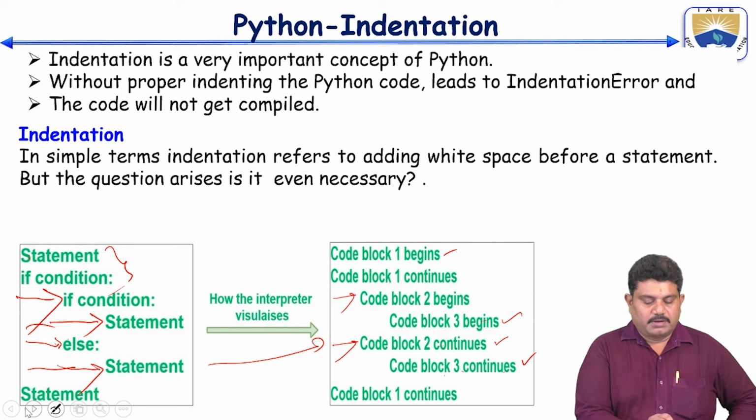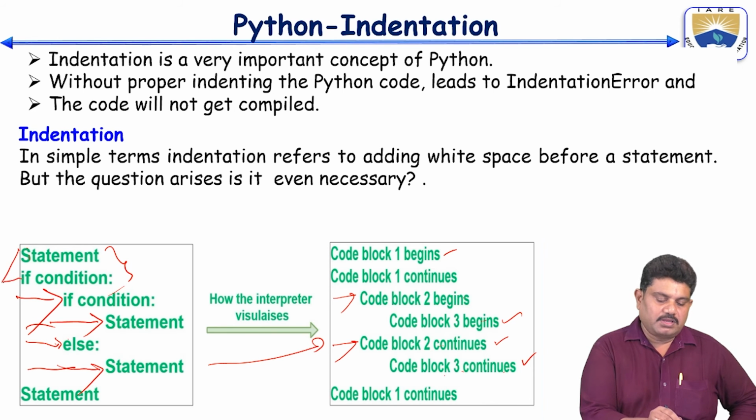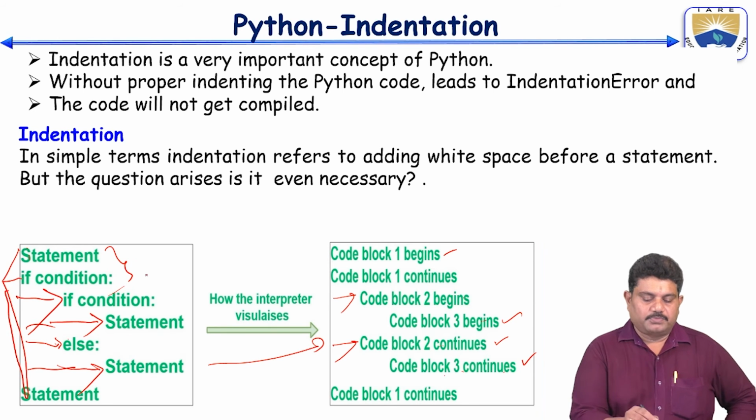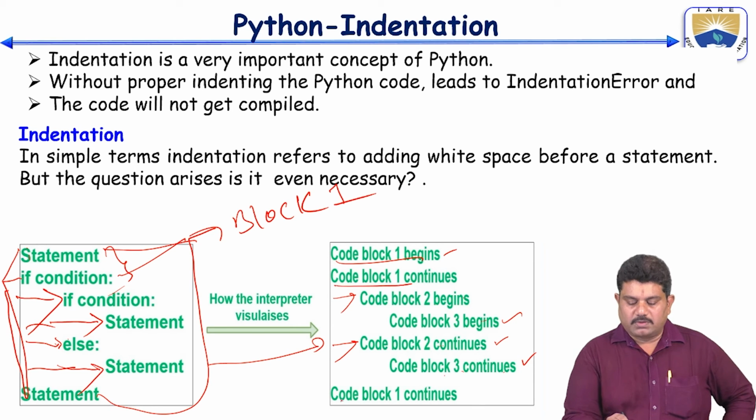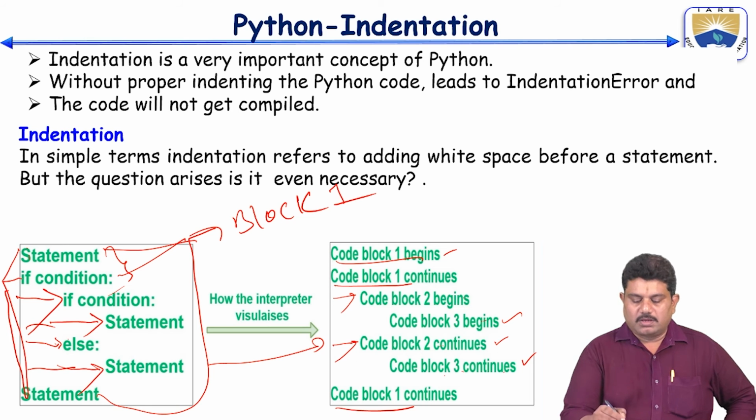And then the final statement. Before the final statement there is no indentation, in the if condition there is no indentation, and the starting statement also has no indentation. Because of that, these three belong to the same block: the statement, this if condition, and this statement. That is block 1. See here, code block 1, code block 1, and code block 1. These three belong to the same block because there is no indentation in front of the starting of the statements.